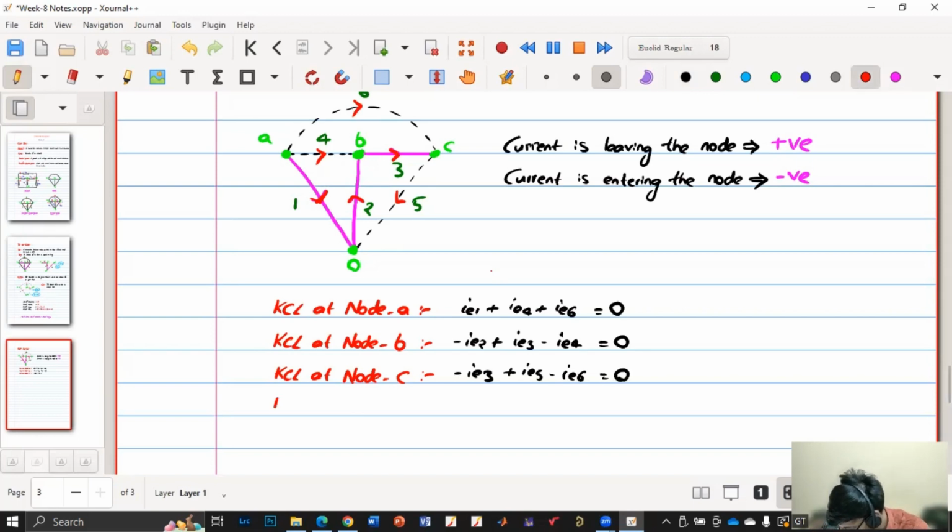Similarly, if I write KCL at node O, then which are positive? IE1 is negative, IE2 is positive, IE5 is negative. So minus entering, right? IE1 is entering, so negative. So minus IE1 plus IE2 minus IE5 is equals to 0, isn't it?